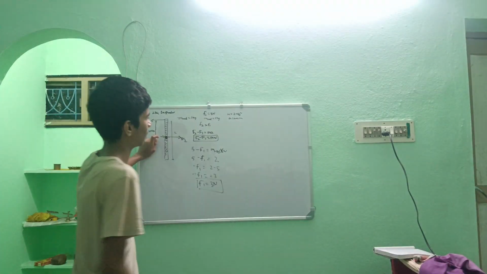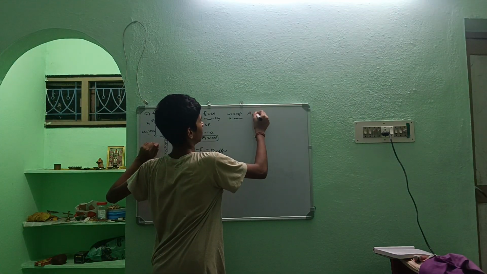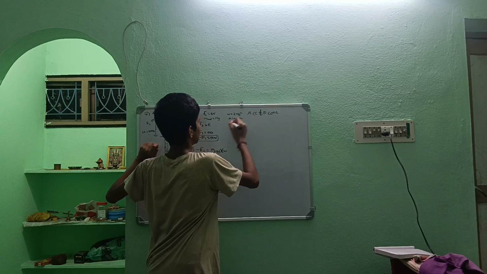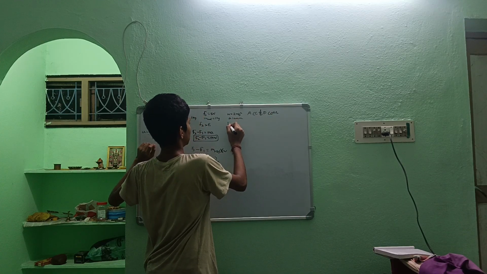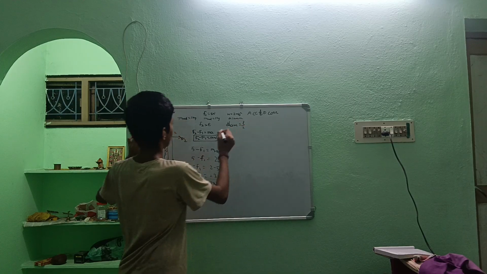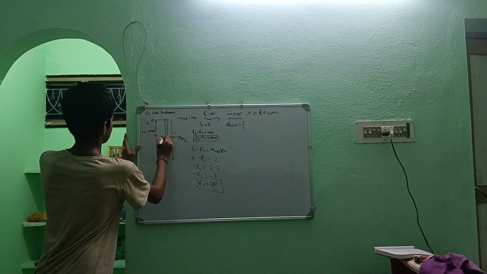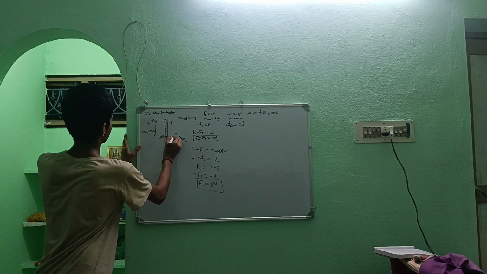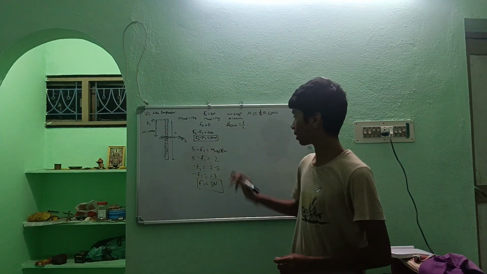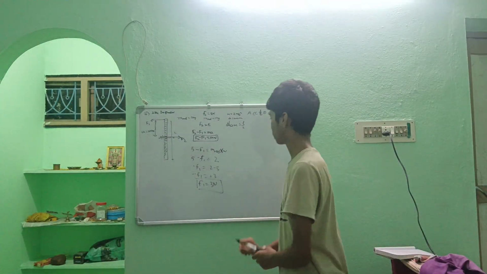According to center of mass, d_com is equal to L by 2. What is this? It is L by 2, the center of the rod. Center of rod, L by 2. Okay.